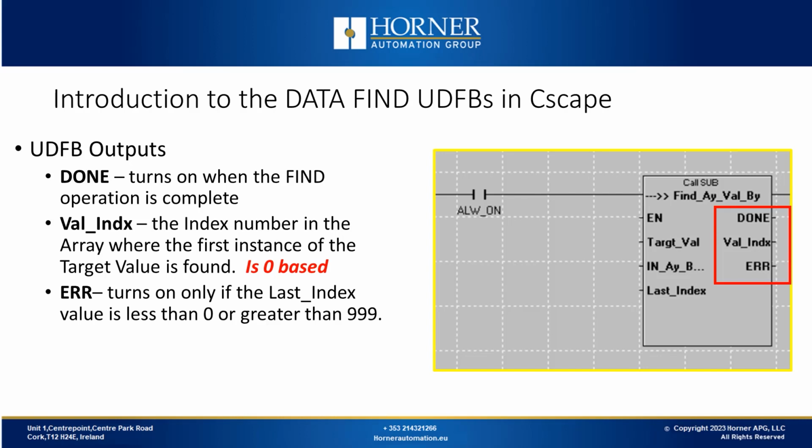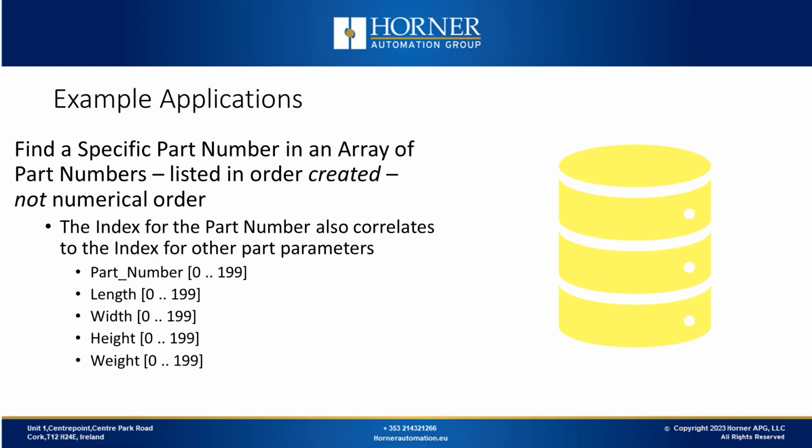Finally, the last output is an error output, which is a Boolean value. And the only real error that can occur is if you set your last index input to the UDFB to an improper value, which would be a negative value or greater than 999. Because the largest array search that we can do using this user-defined function block is 999, so an array of 1000 members.